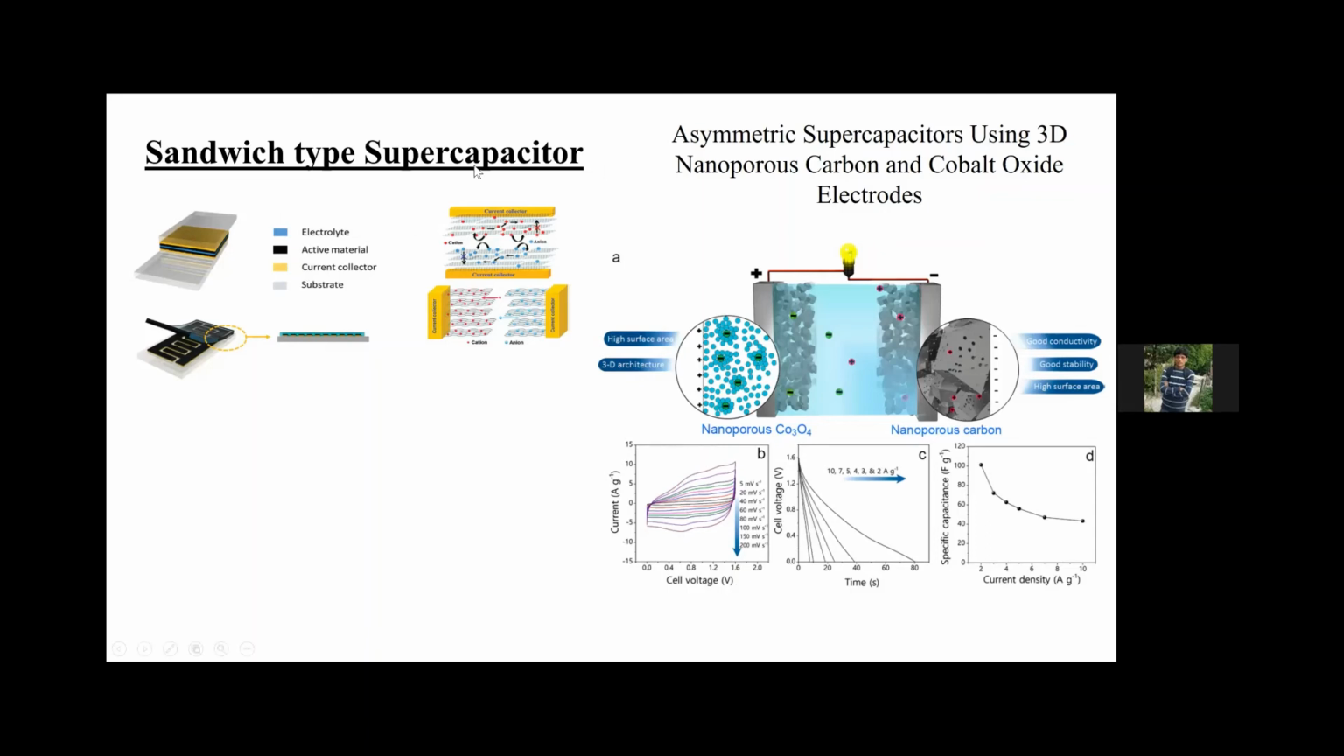One example is here, a sandwich type structure. In a sandwich we can make any asymmetric devices, because we use different current collectors, so different electrode materials. Suppose cobalt oxide and nanoporous carbon, two different electrode materials are sandwiched together, and inside we put the electrolyte, and that can achieve higher specific capacitance, and also higher energy and power density, because it shows a high voltage window.